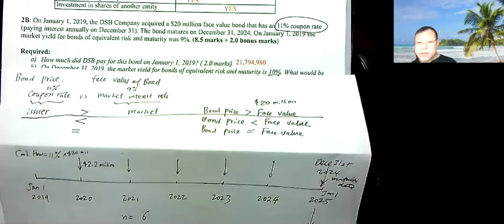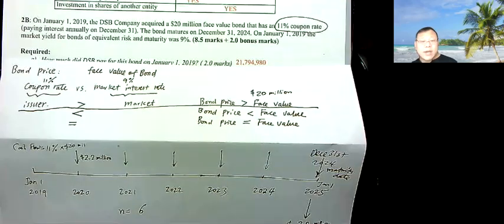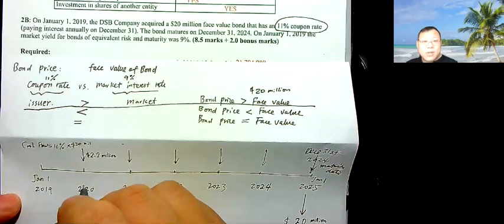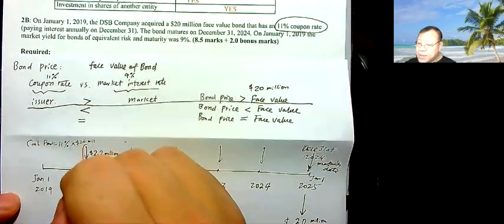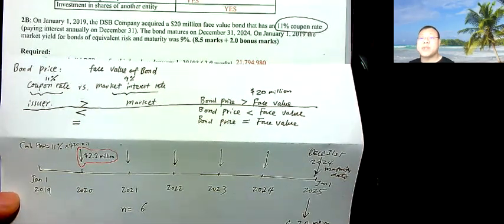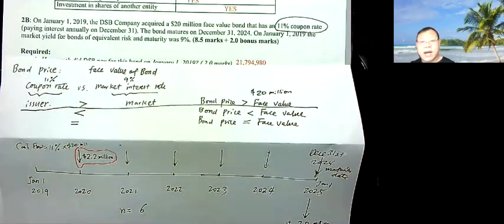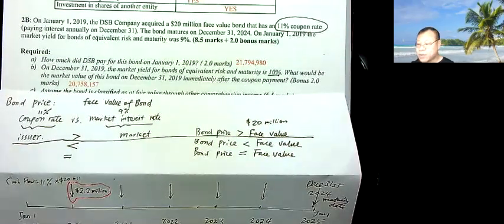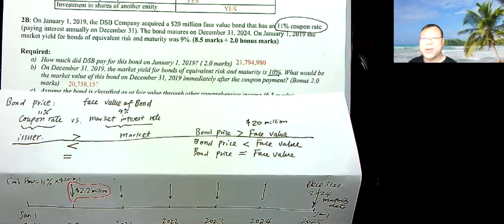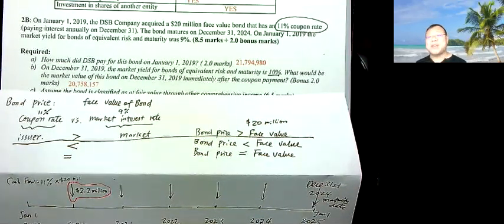Okay, so here, this one. You know that right after this first interest payment is made on December 31st, 2019, what's the fair market value? In another way, how much is this bond sold for in the market? So you are still calculating bond price, but at a different time using a different market interest rate.